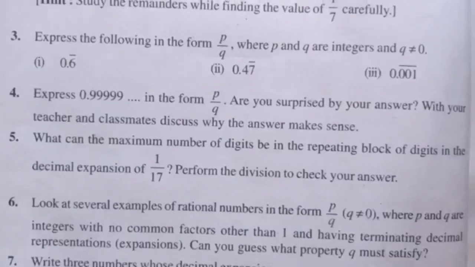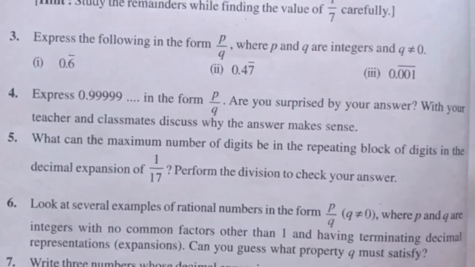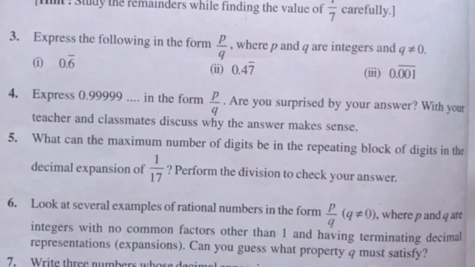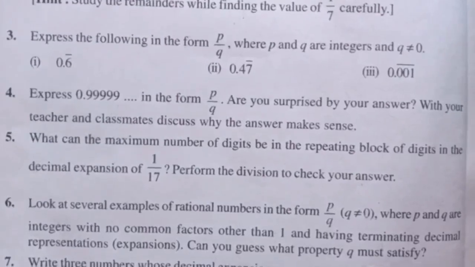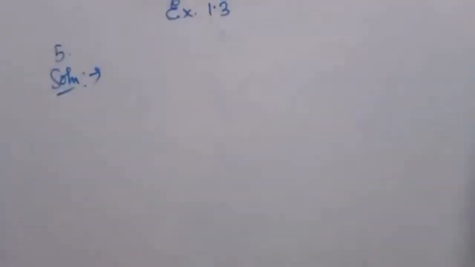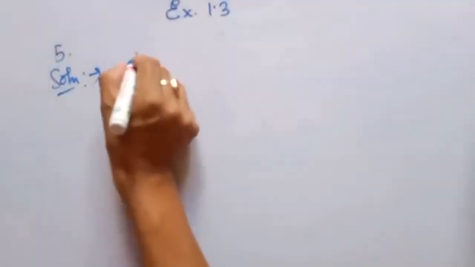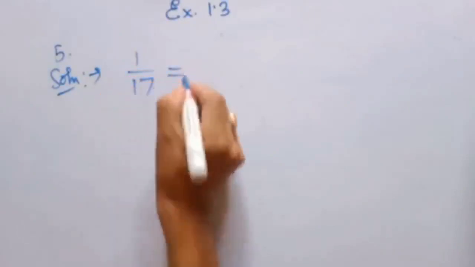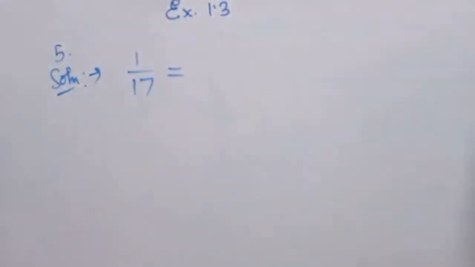Next, exercise 1.3, question number 5. What can the maximum number of digits be in the repeating block of digits in the decimal expansion of 1 by 17? Perform the division to check your answer. Solution. Let us first find the decimal expansion of 1 by 17 by actual division. You can do the actual division at your home.